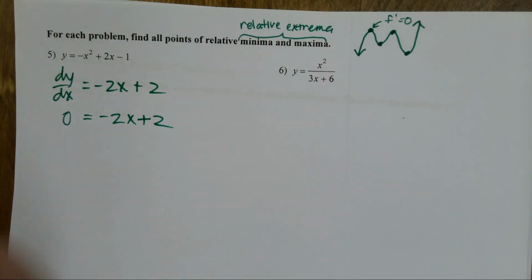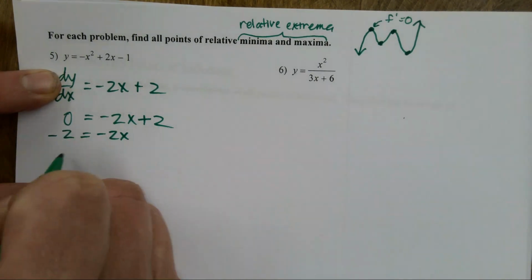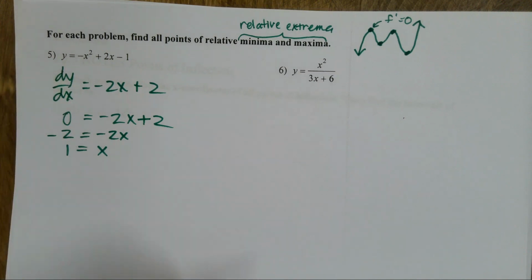And so to solve that, I subtract 2, and then I divide by negative 2, and I do end up with what I call my relative extrema at x equals 1. Now I need to figure out whether it's a max or a min.